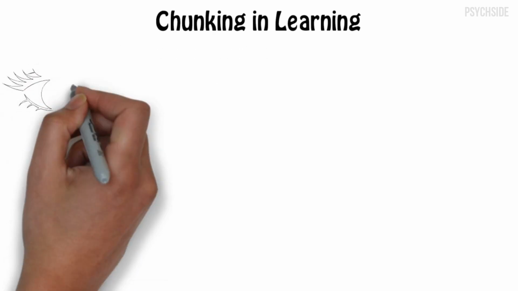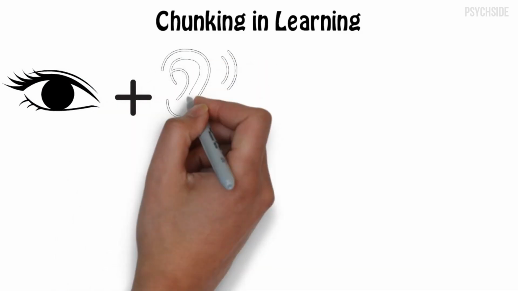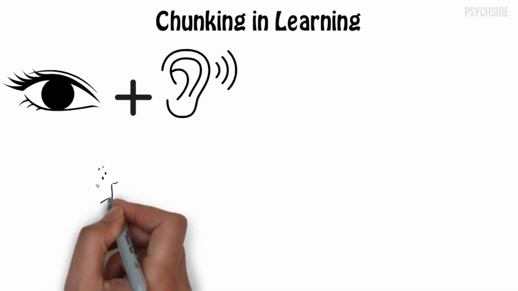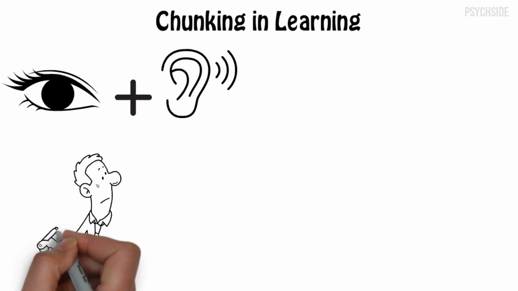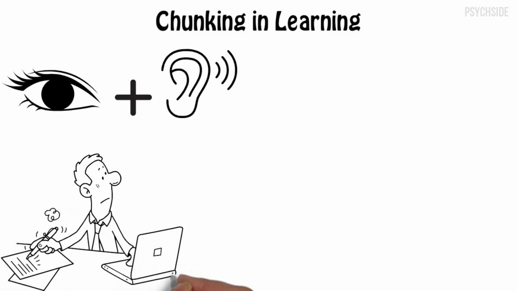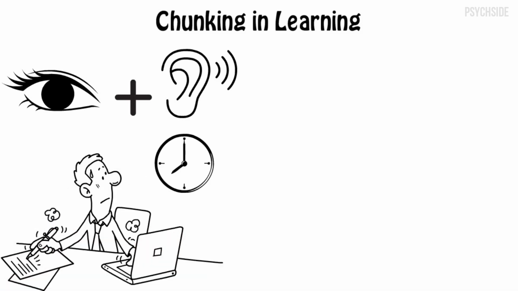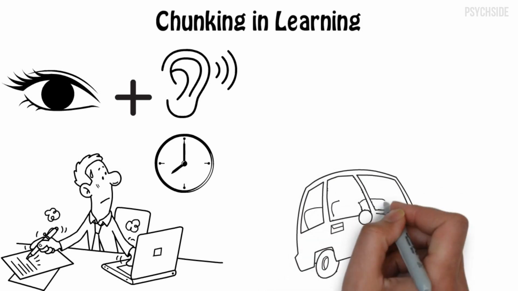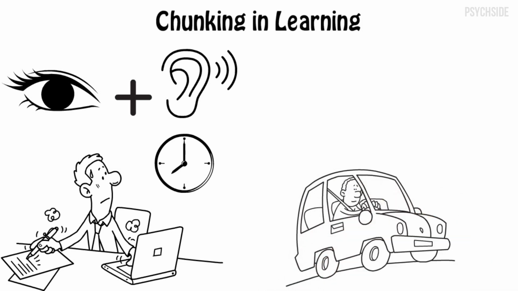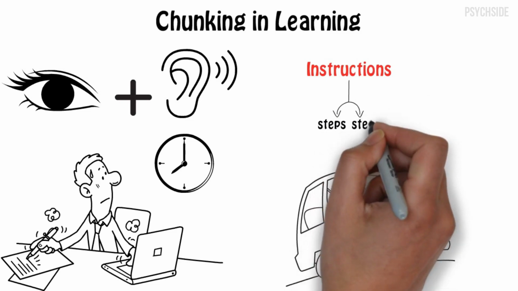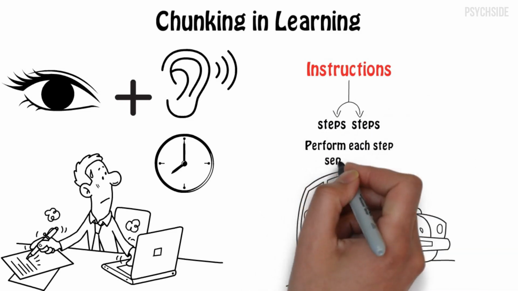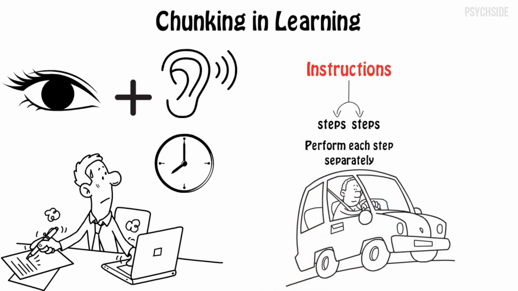Chunking in learning. Chunking is useful for more than just recalling visual or auditory information. When we break up large tasks into shorter blocks of time, we are using the chunking method. When learning a new task, for example, driving, we typically separate the instructions into steps and then perform each step separately with a pause between each step.